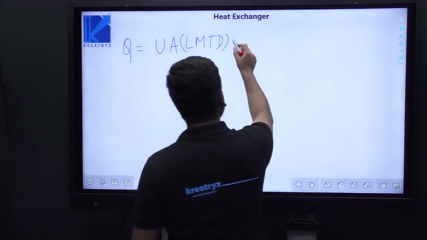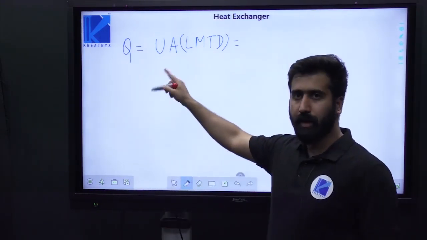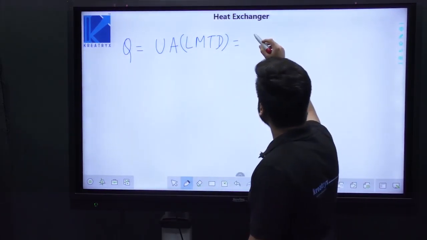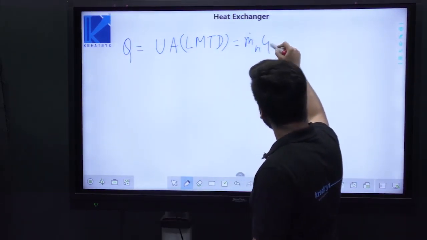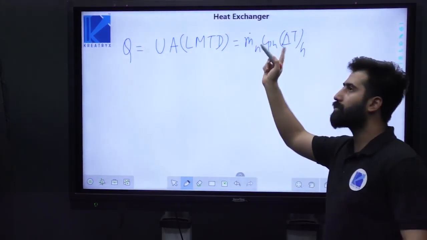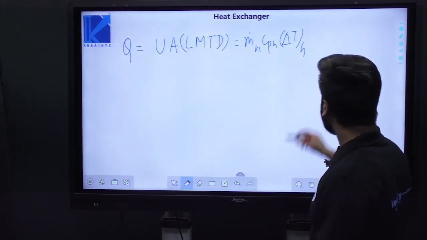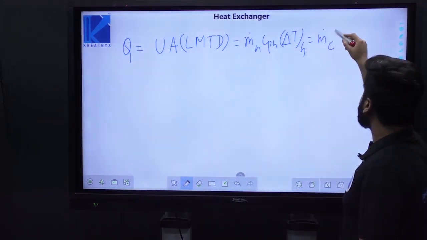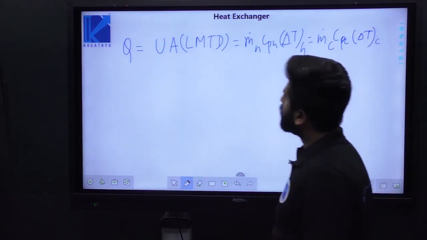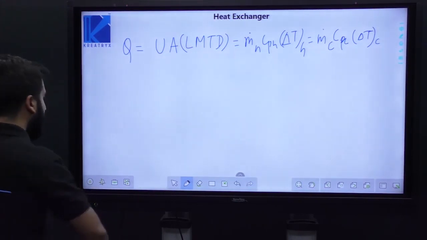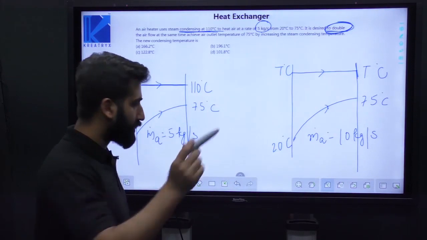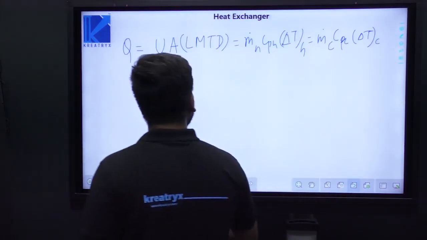Second, we can compare this heat transfer rate with the heat lost by the hot fluid, that is M dot H CPH delta TH. And this heat lost by the hot fluid will be equal to the heat gained by the cold fluid, M dot C CPC delta TC. So this is how I can find out the heat transfer rate in a heat exchanger, by these three equations.